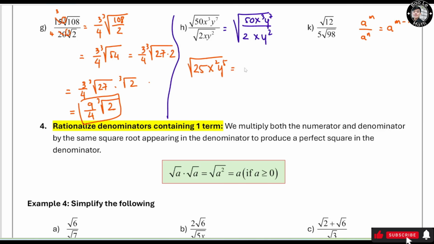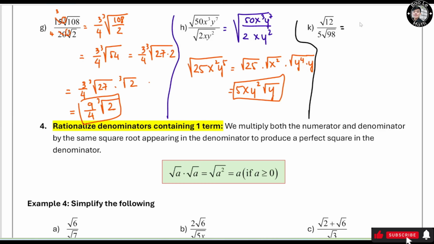Now this guy can be written as square root of 25 times square root of s squared times square root of y to the 4 times y, right? And bring 25 outside, it becomes 5. Bring this guy outside, it becomes s. Bring y to the 4 outside, it becomes y squared, right? And we have square root of y left. This one is the final answer.